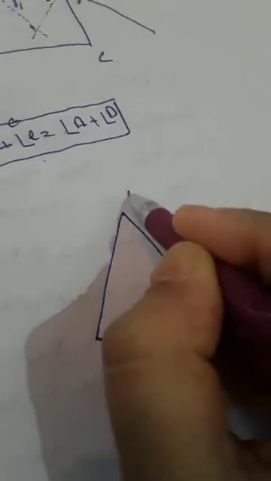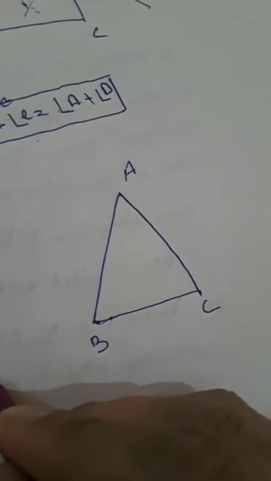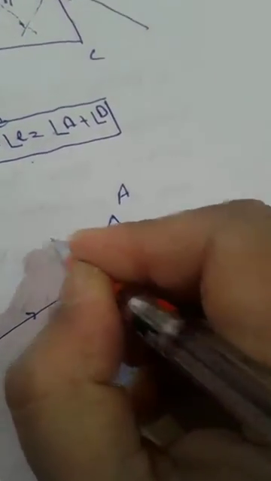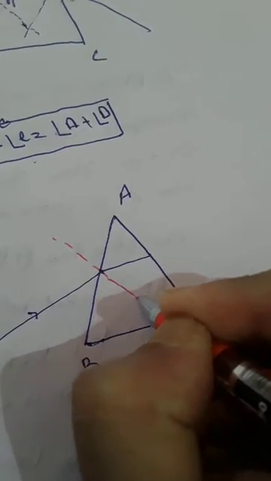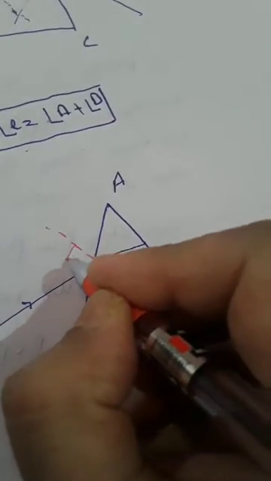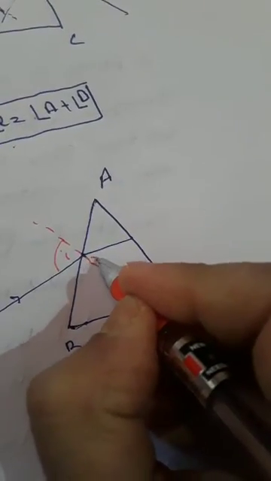Suppose this is the principal section of the prism. You know this is the angle of prism, angle A, with B and C. A ray of light, suppose this is the ray of light falling on the prism, and it gets refracted here. When it gets refracted here, we draw a normal here. Angle I is this angle with the normal. Suppose this is angle R1.